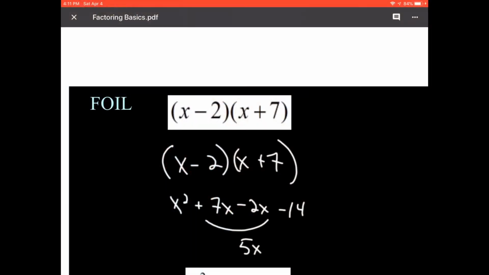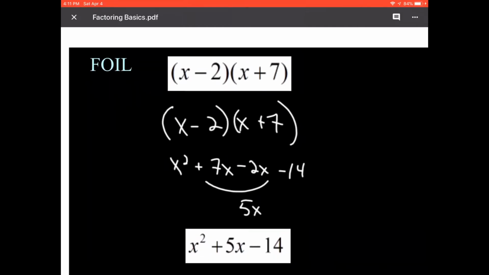If you know me, you know I always like to show you where things come from. So before we do our next type of factoring, we're going to first FOIL these two binomials, x minus 2 and x plus 7. When we do our first, outer, inner, last, we get x squared plus 7x minus 2x minus 14. The outer and inner multiplications can be simplified and give us that 5x. So overall, x squared plus 5x minus 14.